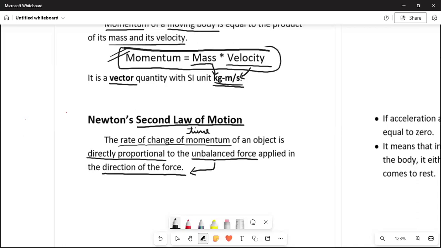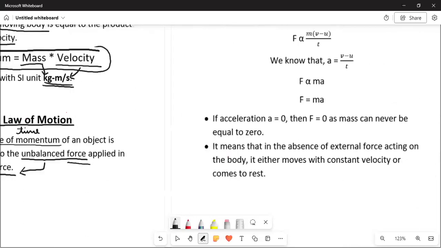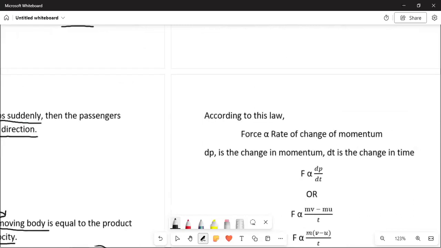So whenever there is a change in the direction, there will be a change in the velocity, and we have also seen that force is also a vector quantity. It will have a magnitude as well as a direction. So the direction of the force will be the same as the direction of change of momentum. So now we have seen the statement of the second law of motion. Now we'll check the equation of this law.